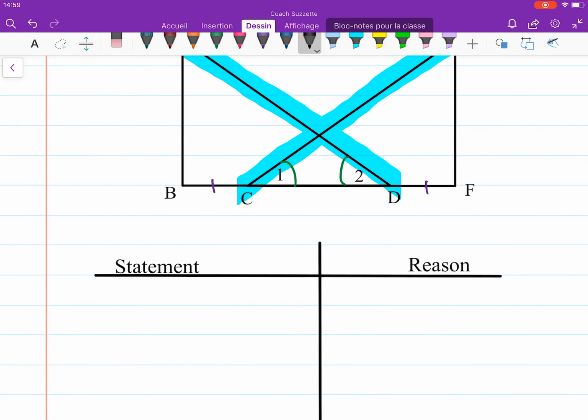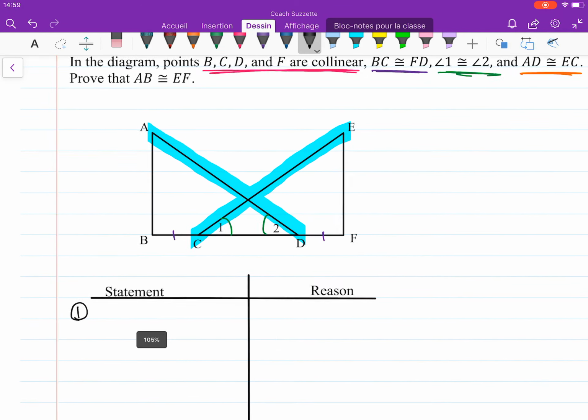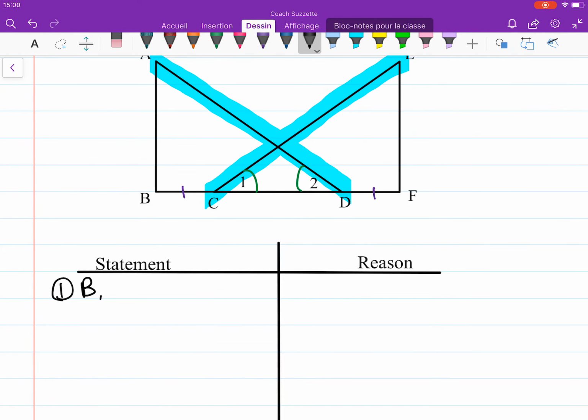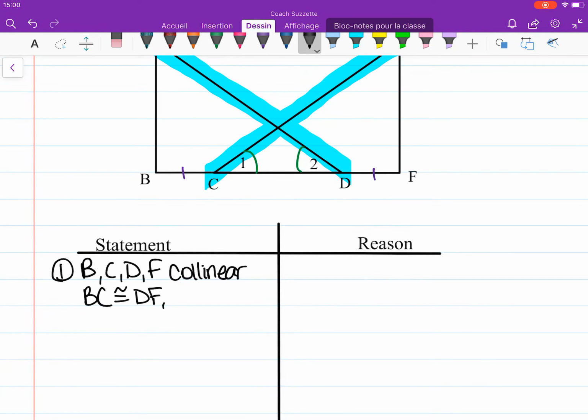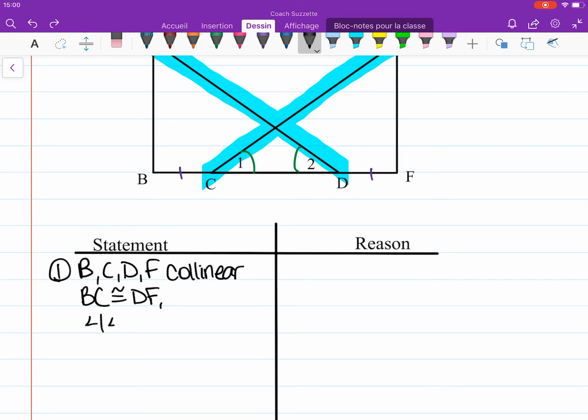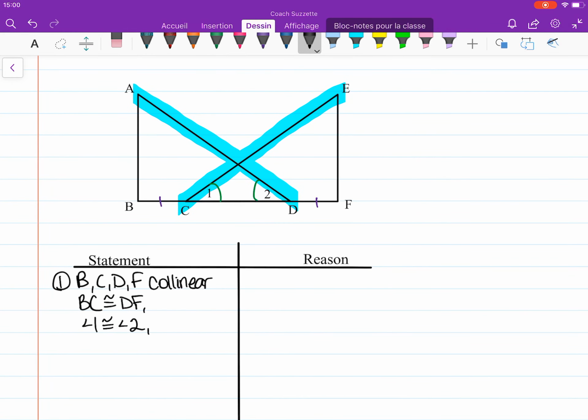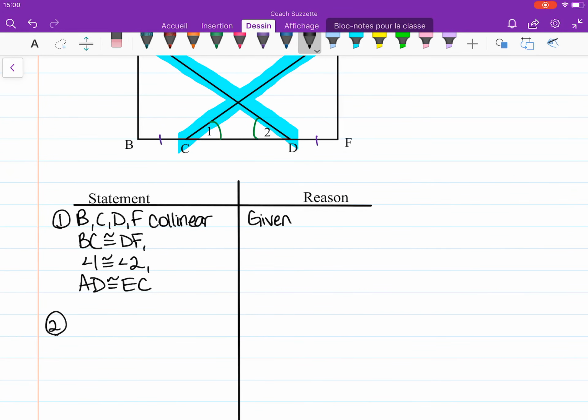All right, let's write down what we were given. BCDF collinear. We also have BC is congruent to DF. Angle 1 is congruent to angle 2, and AD is congruent to EC. Okay.